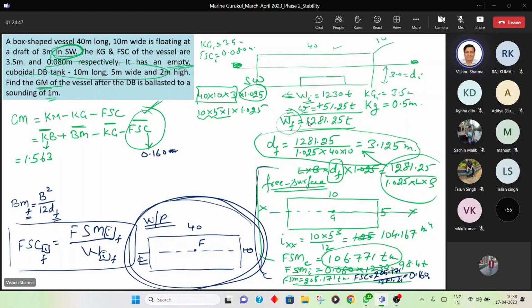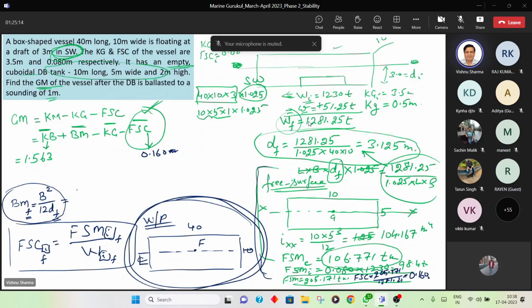Okay, guys. So can I cut short on this formula, or do you want me to take that I upon V thing? I think we should cut short. Always on steps, right? We cannot keep writing a story for every step. You can say for a box-shaped vessel, BMT is equal to B square upon 12D. You can just put that, no?